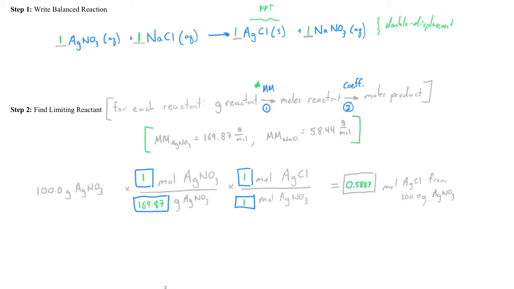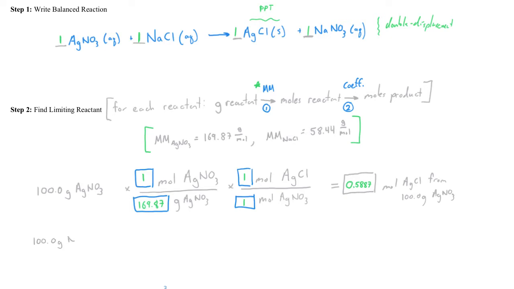Now, once I go through the entire calculation, I get 0.5887, that's 4 significant figures. And again, that's the moles of silver chloride that could be formed from 100 grams of silver nitrate. But we still have to answer the question of the other reactant, right? The other reactant we have 100 grams of is sodium chloride. So we need to determine how many moles of product could be formed from that reactant also. So we follow the same process for the other reactant.